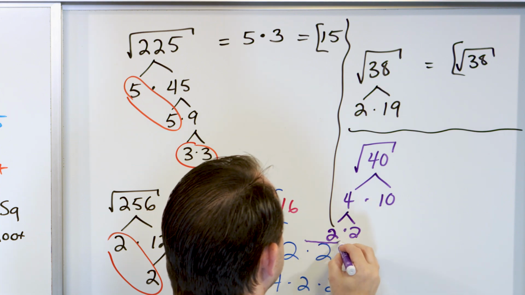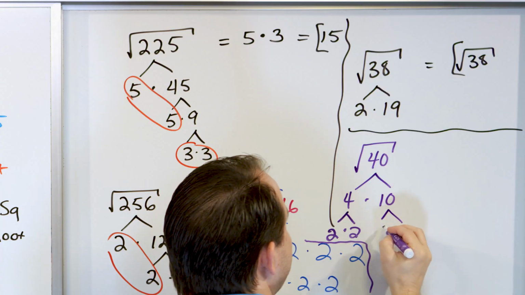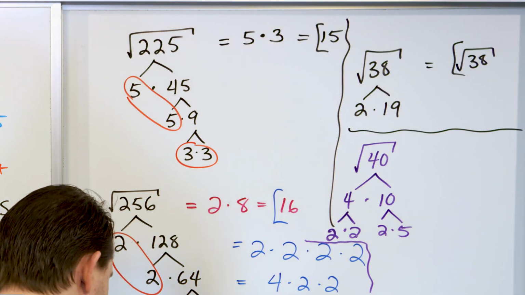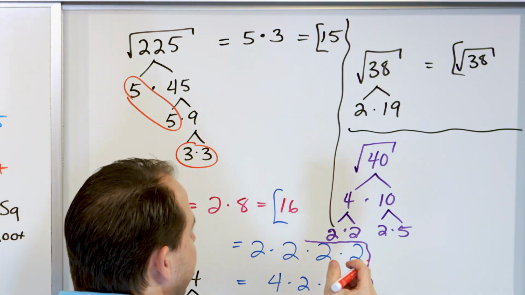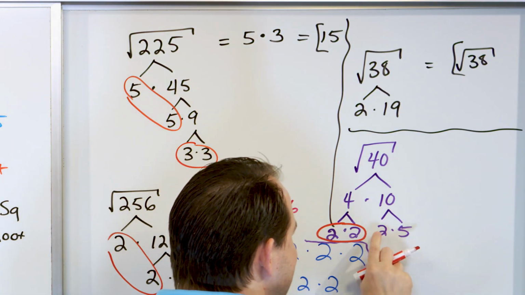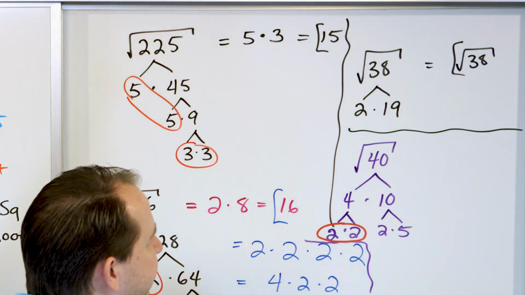Sorry, I'm kind of running into the previous solution there. 4 is 2 times 2. But the 10 can be written as 2 times 5. Now I have all prime numbers at the bottom right here, and so I'm basically done. I look for pairs. I see a pair right here. This is a pair. But this 2 is not paired with anything else, so it can't be circled. And the 5 is not paired with anything else, so it cannot be circled.